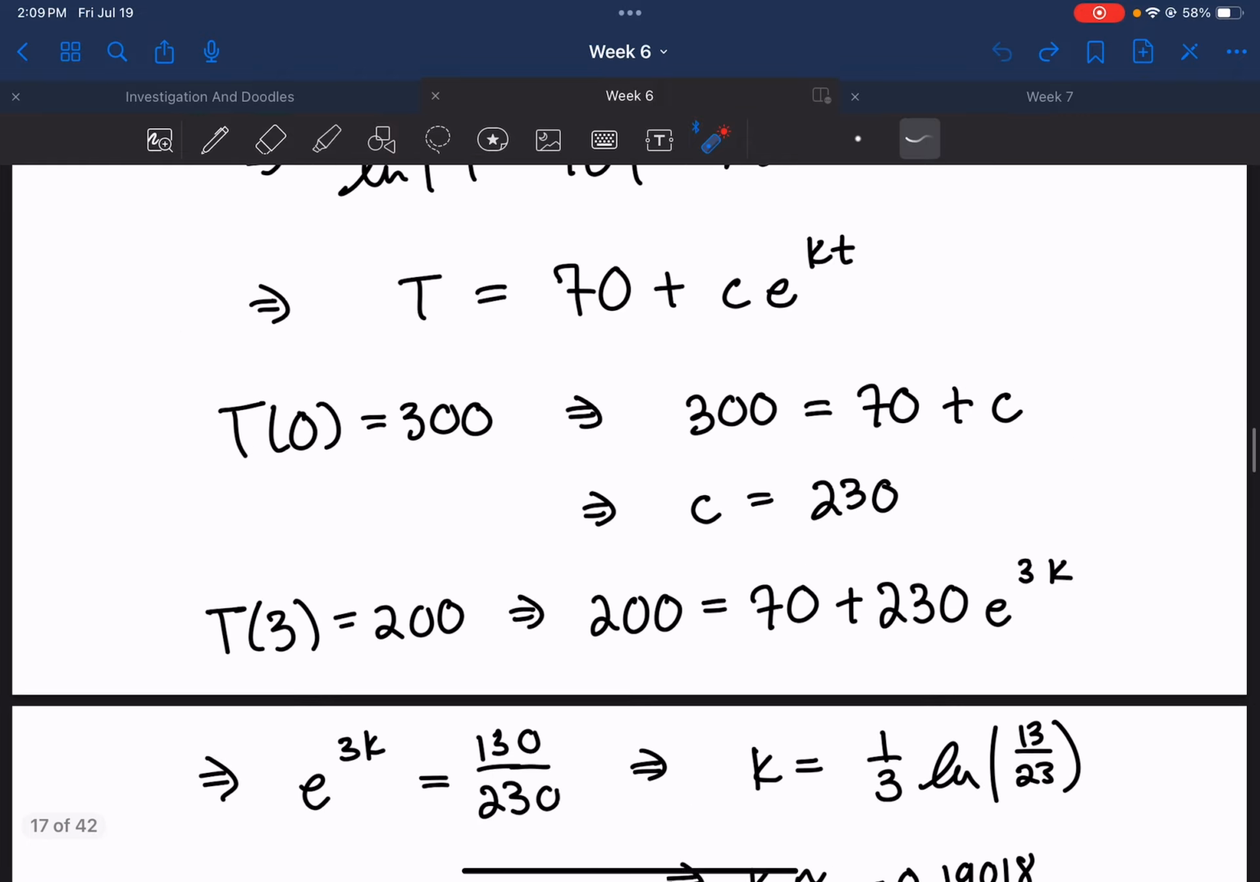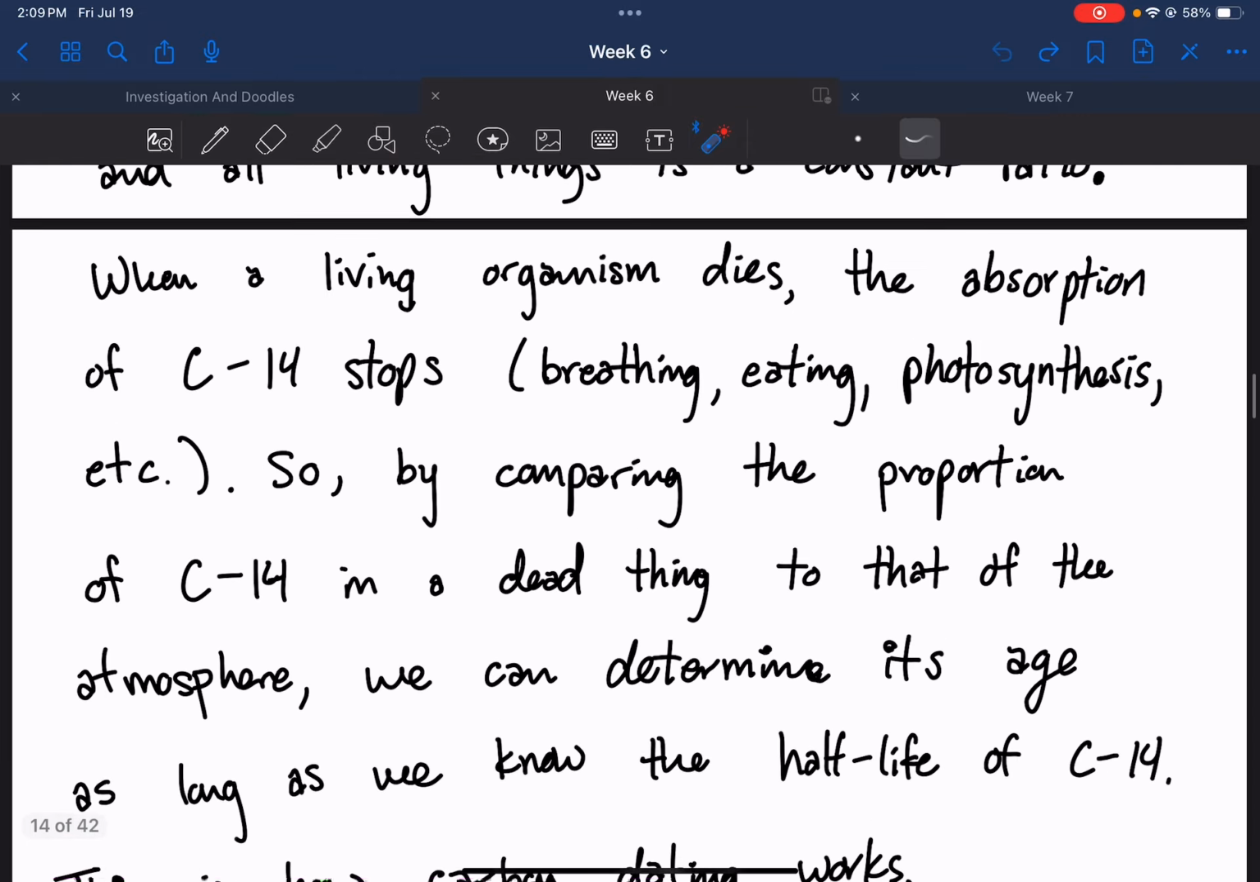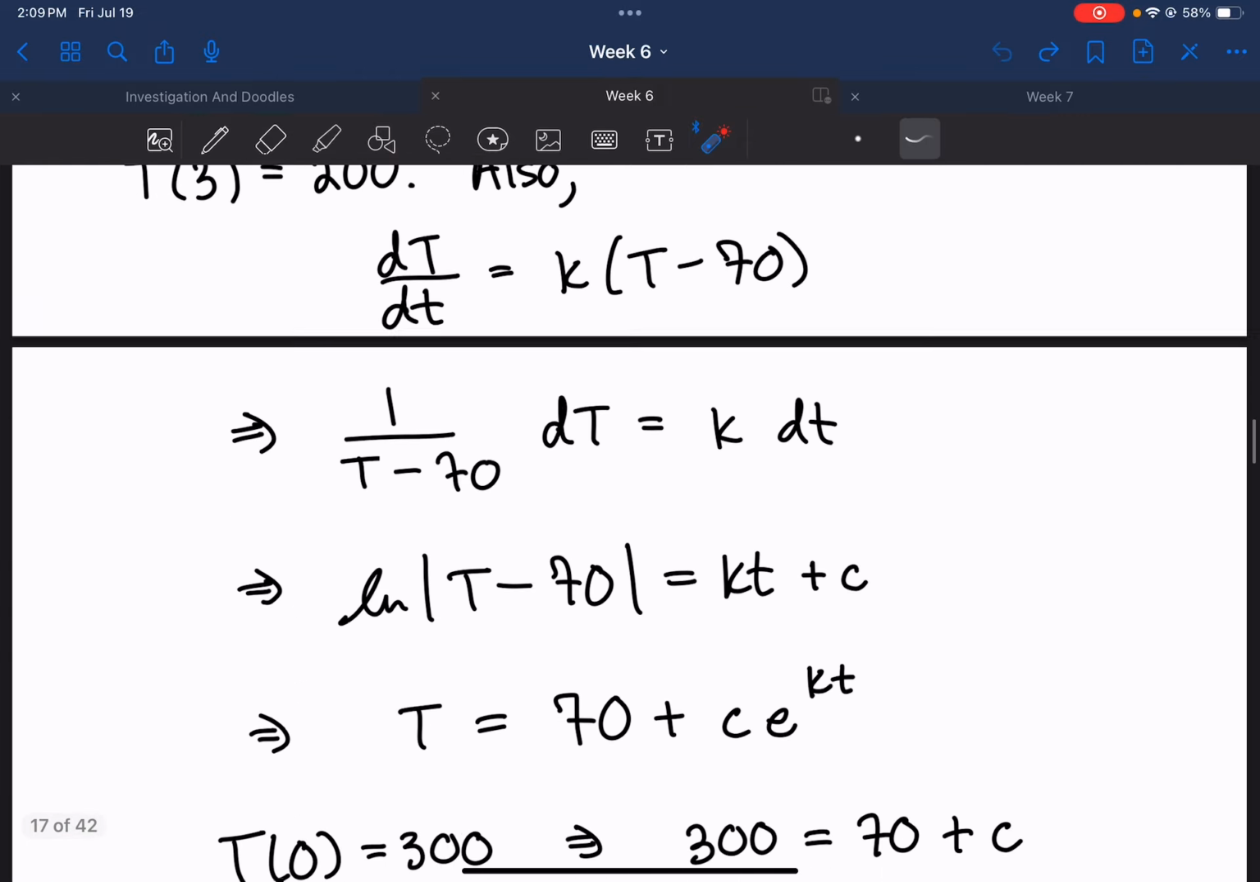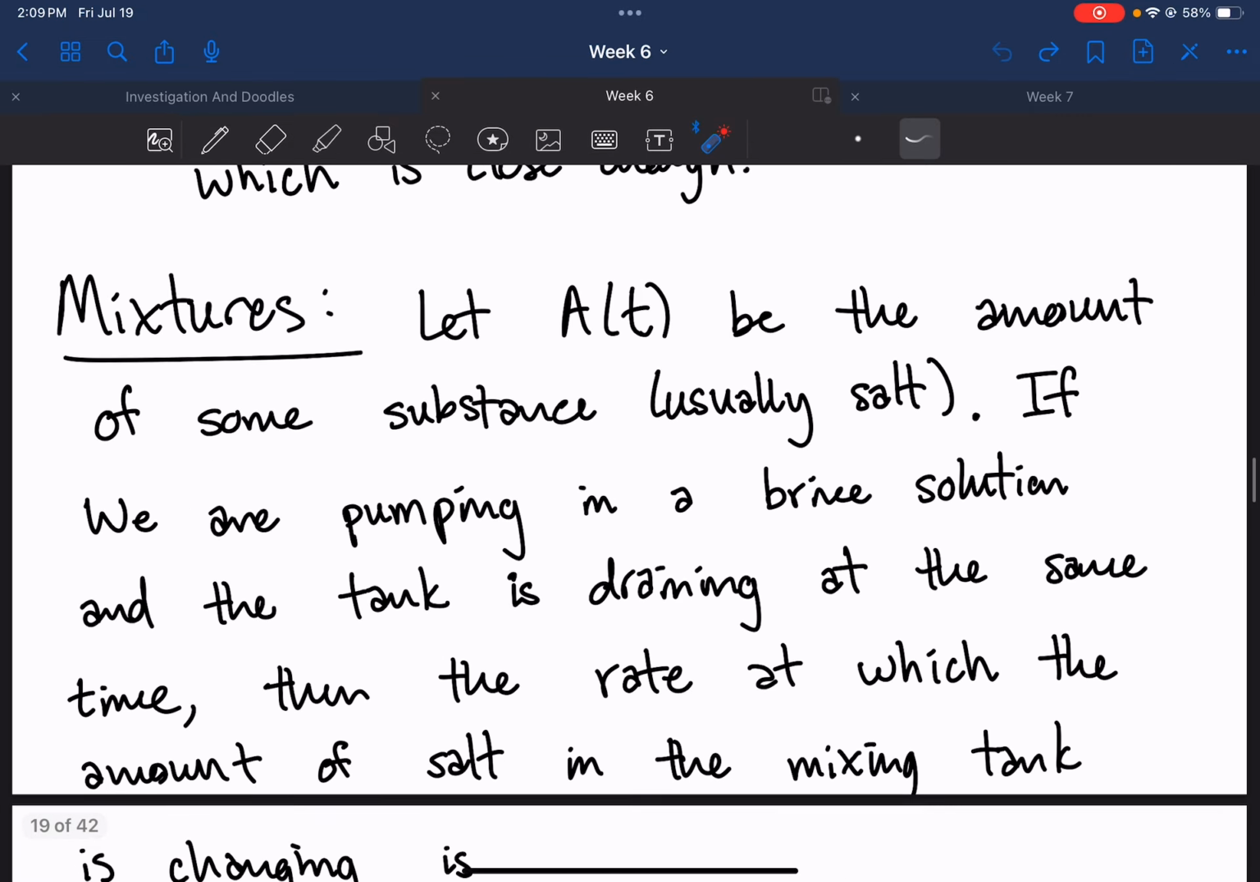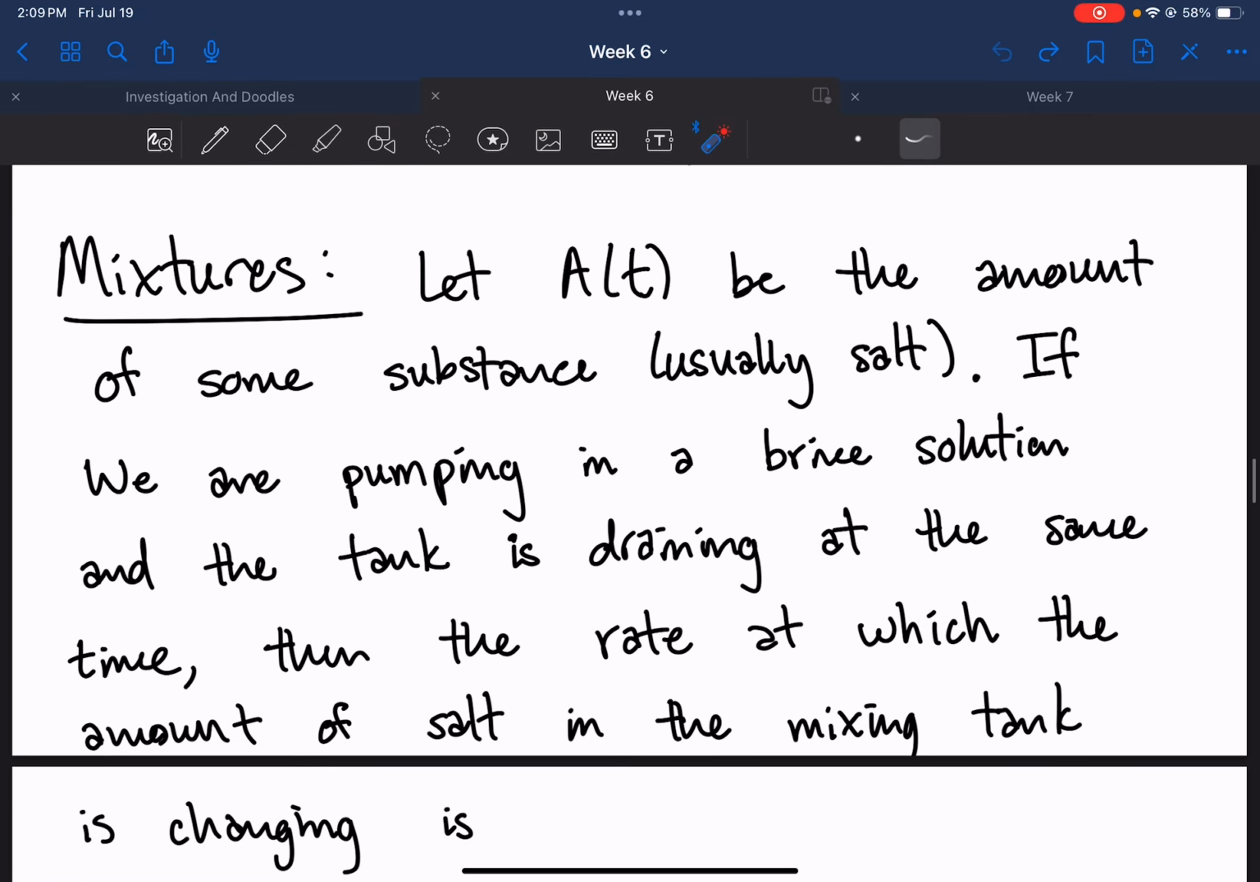So these are all growth and decay models, right? The things we just did are all growth and decay models. Okay. Next up, mixtures. Let A of t be the amount of some substance, usually it's salt. Normally it's salt. And let's say we are pumping in a brine solution, right? A brine solution means a salt solution. Brine is salt water.